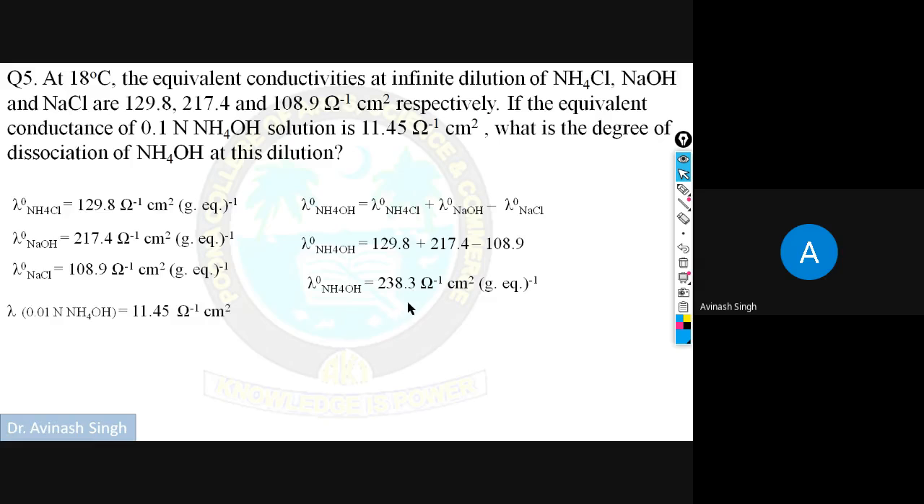Substituting the value of this, we get the equivalent conductance of ammonium hydroxide at infinite dilution to be 238.3. We have been given that the equivalent conductance at this particular concentration is this much. So degree of dissociation is given as lambda divided by lambda naught. So it is 11.45 divided by 238, which will come to 0.048. This degree of dissociation is dimensionless, it has no unit.